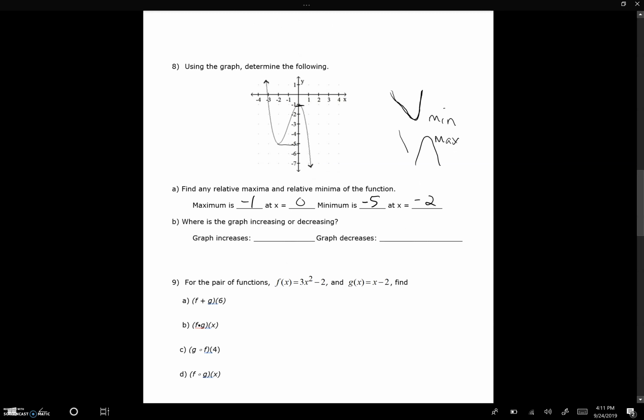So where is the graph increasing or decreasing? Here we're going to want a domain of where this is increasing or decreasing. So it's only increasing in this little spot from -2 to 0. Okay, so that's going to be the easy one. From -2 to 0, it's increasing. It's decreasing at two different spots. It's decreasing from -infinity to -2, union 0 to +infinity.